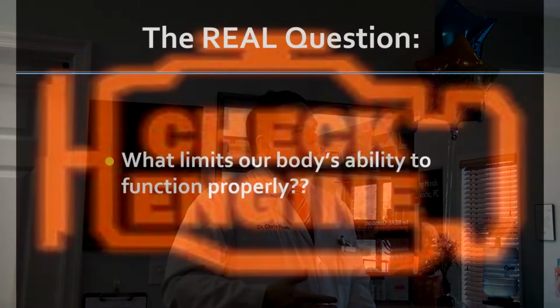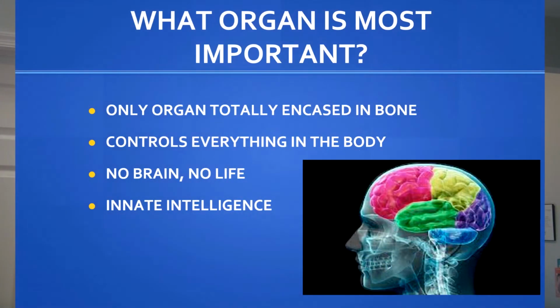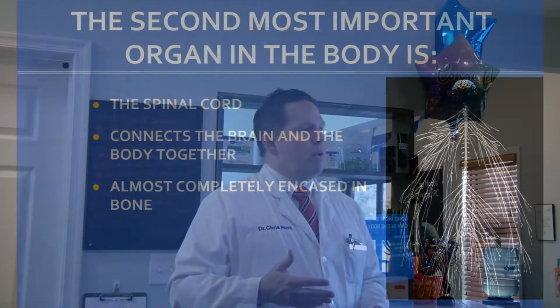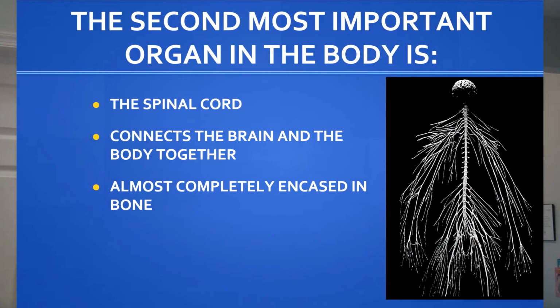So what limits our body's ability to function properly? Well, we just went over it. Only one organ is totally encased in bone. I'm not knocking on wood. It controls everything in the body. If you don't have brain signal, or brain even, you have no life. That innate intelligence where mom and dad cells come together to form us. The second most important organ in the body is the spinal cord. It connects the brain and the body together, almost completely encased in bone, meaning the spinal column. The bone's there for protection, but also for movement as well.